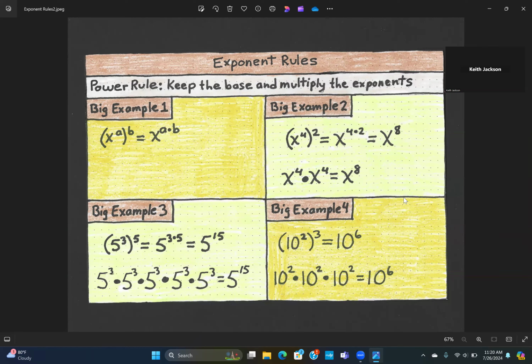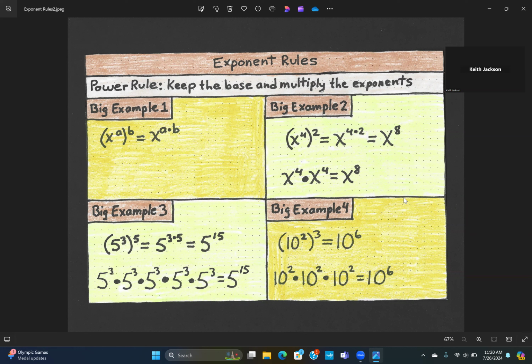Right now, you're looking at the second video in a series of videos related to exponent rules. And today, we're going to study the power rule, and we have 4 examples to explain what the power rule means. It just simply means that we keep the base and multiply the exponents this time.